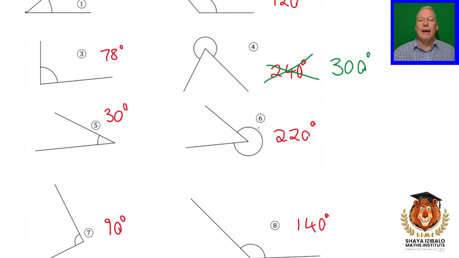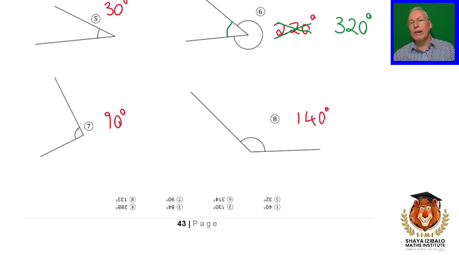This one here, I said 220. I'm way out. This here looks to me to be about 40 degrees. So actually about 320 degrees. Remember that the angles around a point add up to 360. This one here looks very close to 90. I didn't put a little corner on it because I didn't want to tell us it was 90. And then this last one I've said 140.